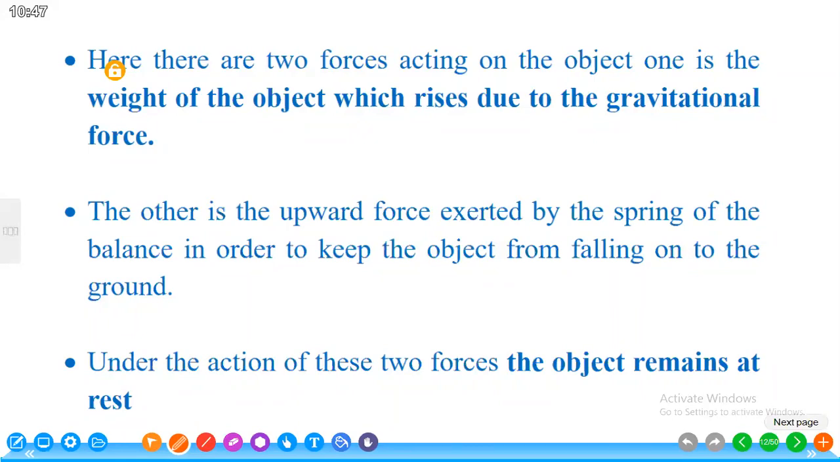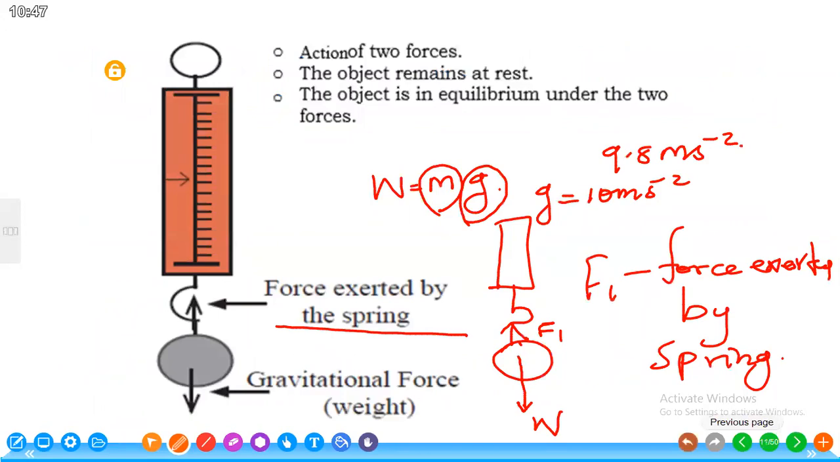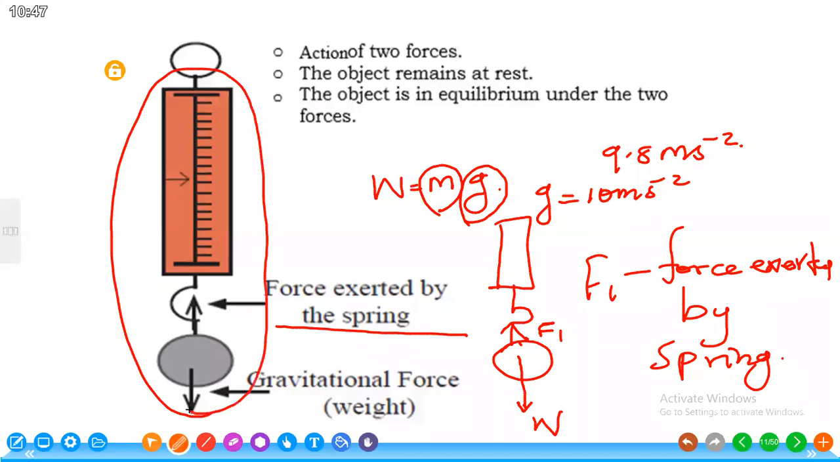So here, how many forces are acting? Two forces. Right? You observe two forces, then you observe, according to the figure, to find out the conditions. What are the factors necessary to maintain equilibrium under the two forces?